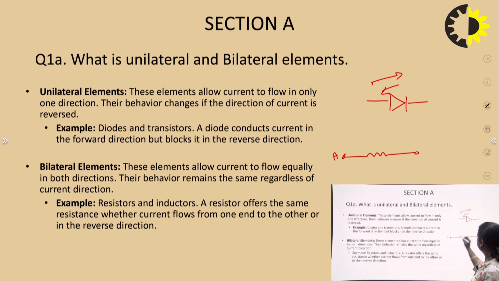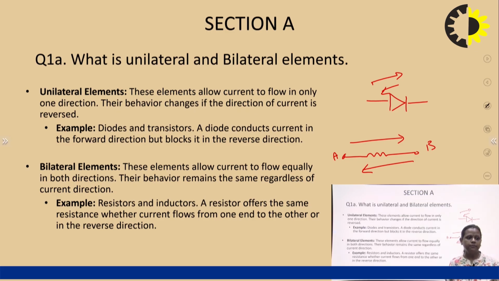this is point A and this is point B. If current is flowing from A to B, its behavior will be the same, and if current is flowing from B to A, its behavior will be the same. So there is no change in behavior by changing the direction of the current. Such kinds of elements are called bilateral elements.